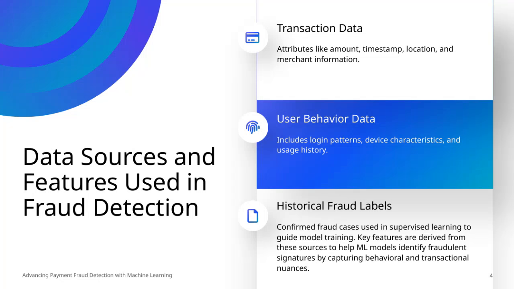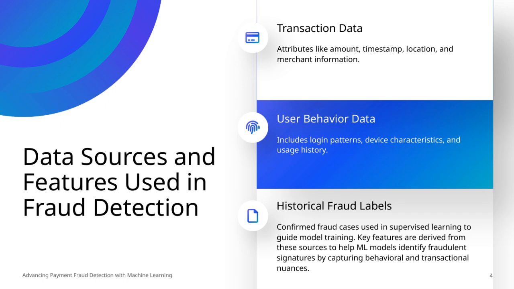When it comes to detecting fraud, the data we use is absolutely crucial. First, we look at transaction data, which includes details like the amount involved, the exact time and location of the transaction, and information about the merchant. These attributes help us spot anything unusual that deviates from normal patterns.